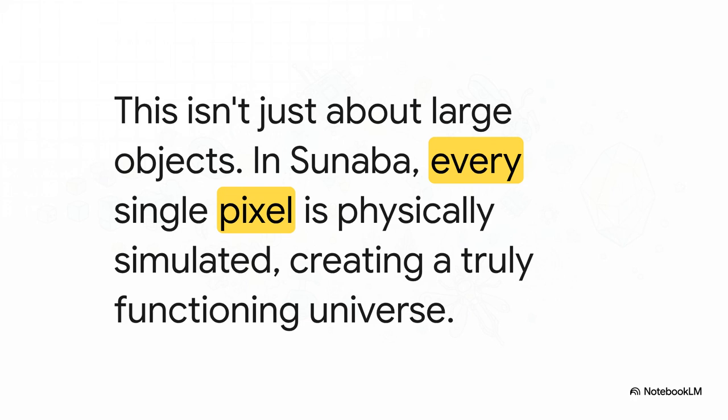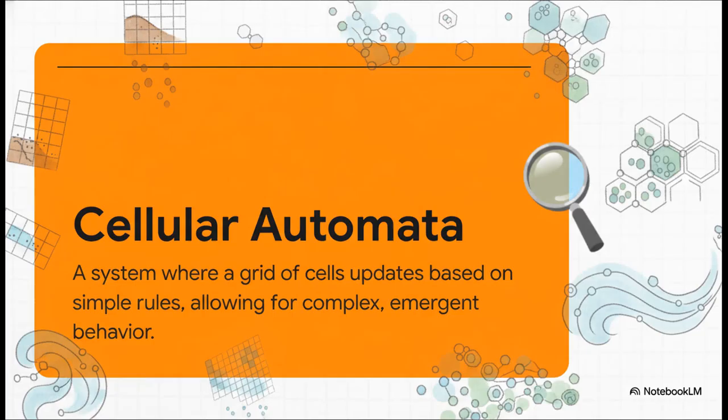Most games apply physics to big things, right? Like a crate or a car. In Sunaba, every single pixel has its own physical properties. It's the difference between looking at a painting of an ocean and having a real functioning aquarium. So how is that even possible? Well, the magic behind this whole thing is a concept called cellular automata.